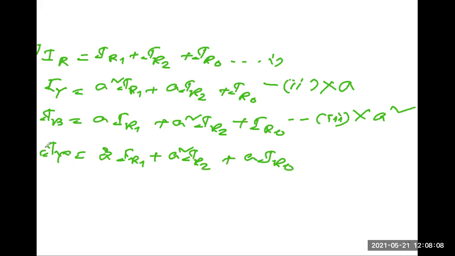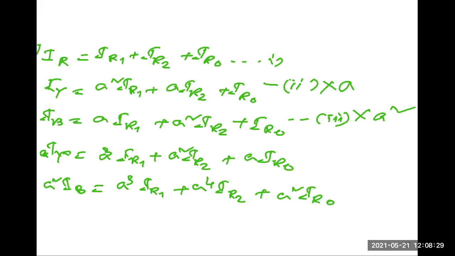This will be A into IY. And then A square into IB will be equal to A cube IR1 plus A to the power 4 IR2 plus A square into IR0. So now we'll add all these equations. Let us say this is equation 4 and this is equation 5. So add 1, then 4, and 5.